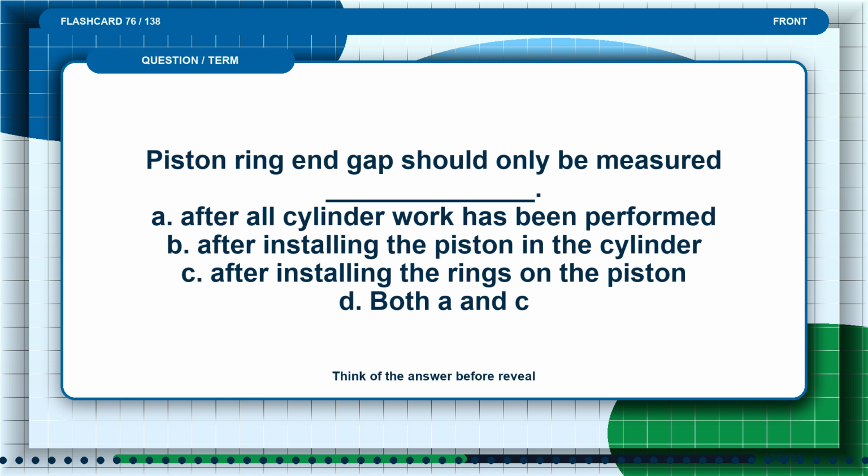Flashcard 76. Piston ring end gap should only be measured blank dot. A, after all cylinder work has been performed. B, after installing the piston in the cylinder. C, after installing the rings on the piston. D, both A and C. Pause and think of the answer before the reveal.